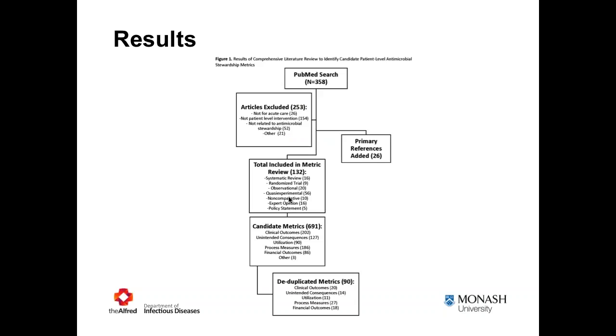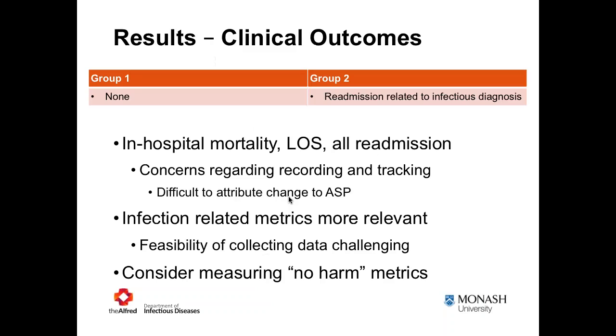This is just a breakdown to show their PubMed search, and essentially they ended up with 90 metrics overall to assess. When they broke it down according to the different categories, the first metrics they looked at were clinical outcomes. Of interest, looking at group 1, which is things that were for immediate use and tracking, they couldn't identify any metrics that could actually be used for clinical outcomes, which is an interesting point in itself. They identified readmission related to infectious diagnosis as something that was potentially available for future use, but not currently feasible.